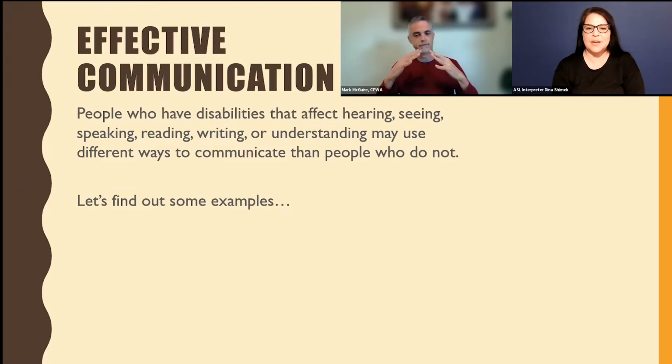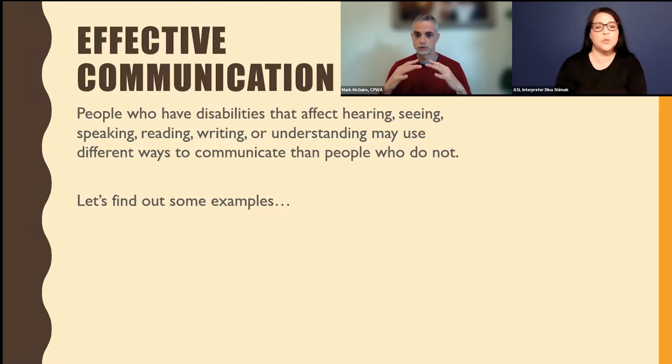So individuals, people that have disabilities, they have a variety of things involved with those disabilities. For example, it might affect their hearing, their vision, their speaking, reading, writing, or even understanding. So these individuals might use different ways to communicate than others do. It depends, because some people, whether they have one disability or multiple disabilities, there is a variety of different ways to communicate. So now let me teach you more through an example, the different ways of effective communication.